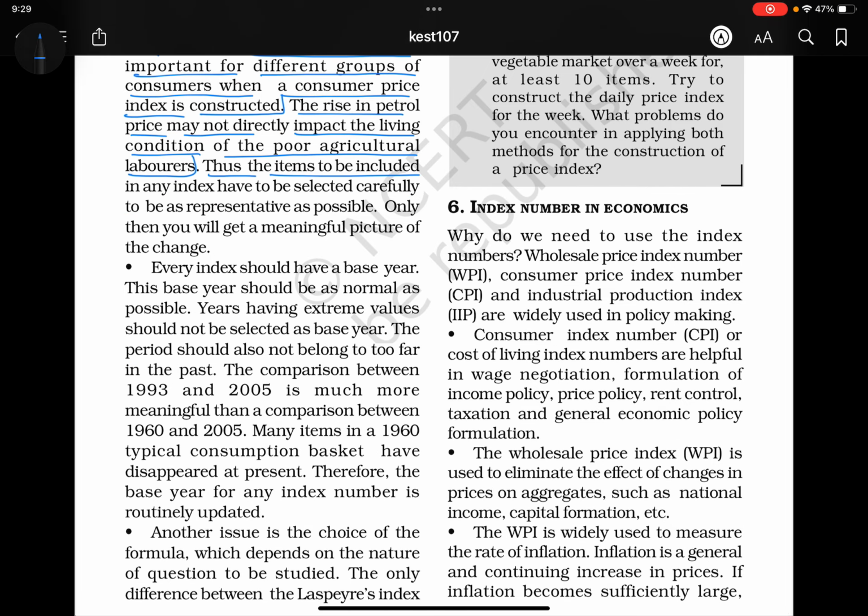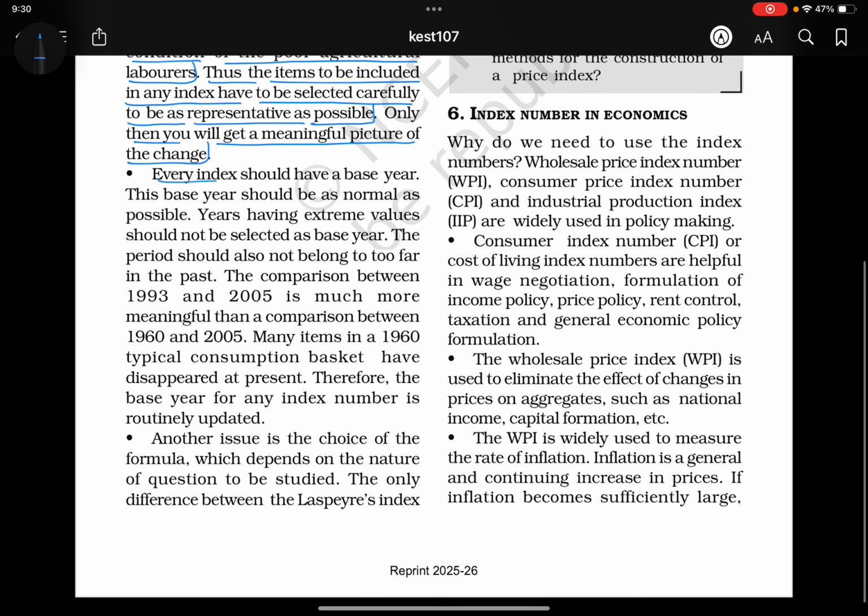Thus, the items to be included in any index have to be selected carefully to be as representative as possible. Only then will you get a meaningful picture of the change. Every index should have a base year. This base year should be as normal as possible. Years having extreme values should not be selected as a base year. The period should also not be too far in the past.